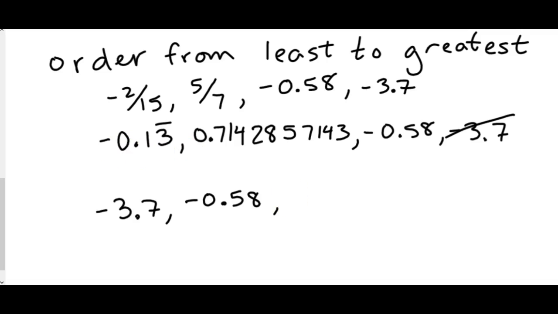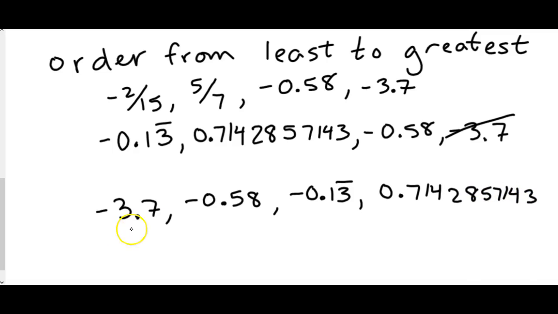Then we have negative 0.13 repeating. Then we go to our positive 0.7142857143. So that is our list of numbers from least to greatest. You may have to put them back in their original form, so we know negative 0.13 repeating was really the fraction negative 2/15, and we know 5/7 was really the positive decimal.